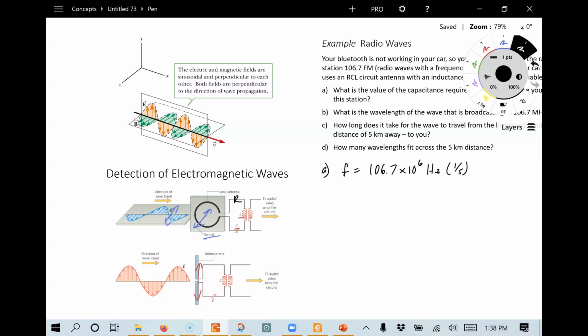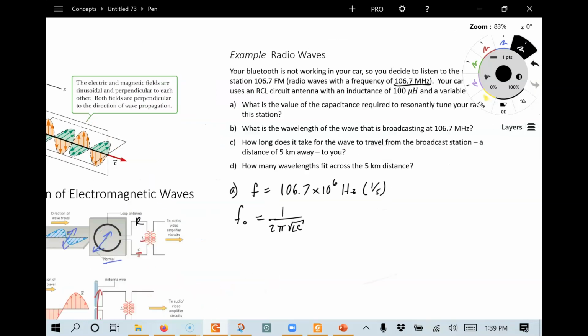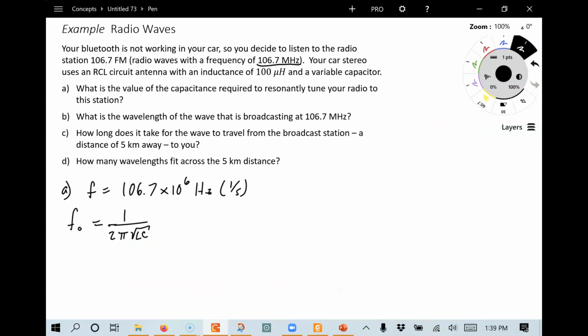Recall from Chapter 23, we have an equation here. The resonant frequency for an RLC circuit is equal to 1 divided by 2 pi times the square root of the inductance times the capacitance. Now, in this problem, we know a lot of stuff here. We know what the inductance is equal to, and we know what the frequency is equal to. We've got to figure out the capacitance.